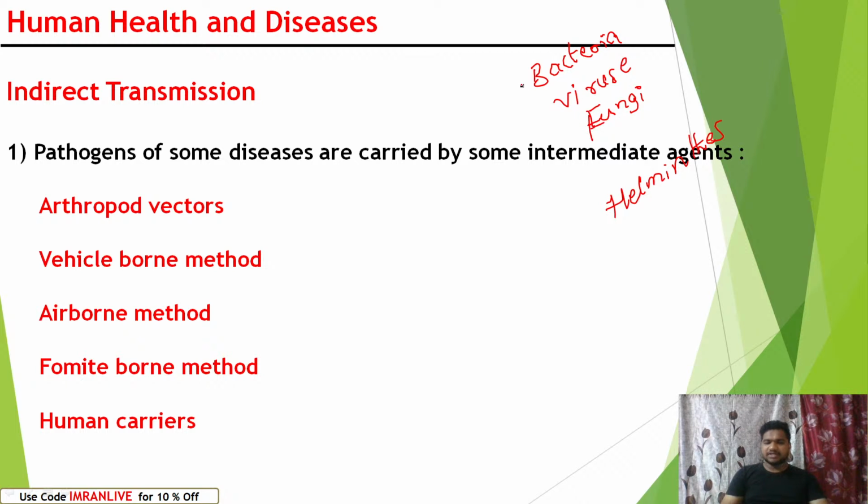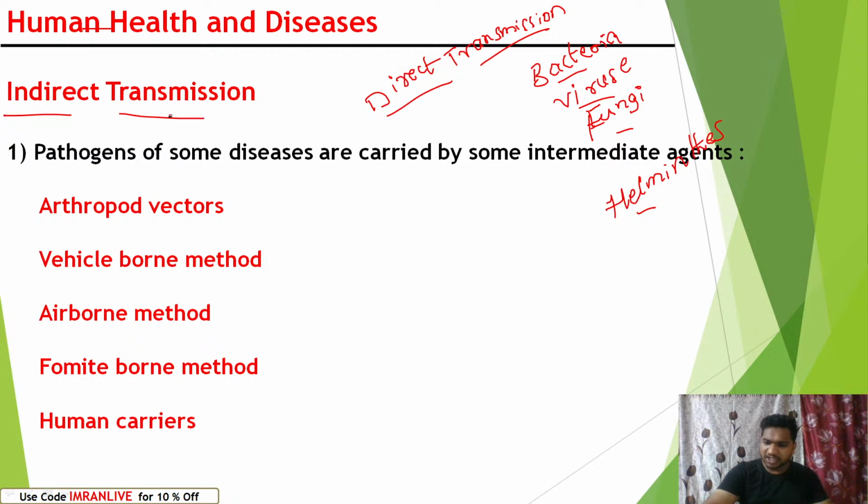We discussed in the previous lecture the direct transmission of diseases through bacteria, viruses, fungi, and helminthes. In this lecture, we are going to discuss the indirect transmission: how a disease is transferred from an unhealthy person to a healthy person in an indirect manner. We will discuss this in today's session.